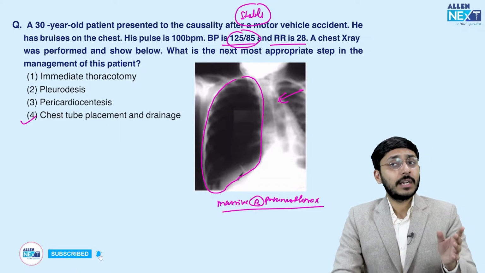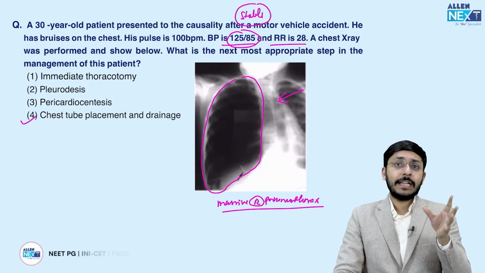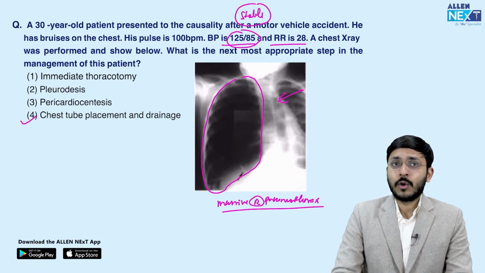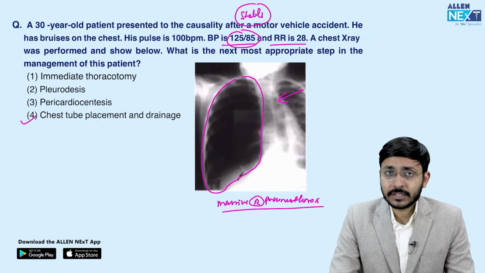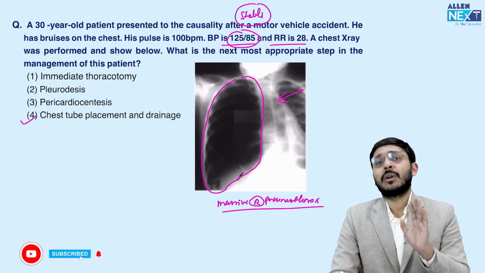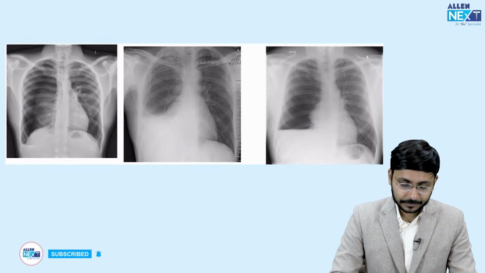But if it was an unstable patient, let's say BP was 85/50, the patient is crashing, going into hypotension and shock, now we want to immediately decompress the chest. We don't have time to put in an ICD. So in that case we'll do an emergency needle decompression. I hope this is clear.